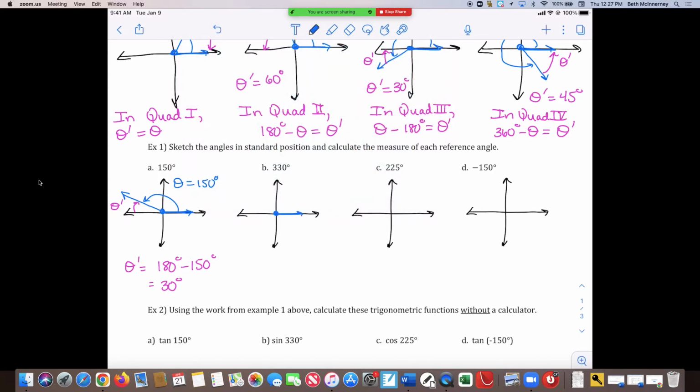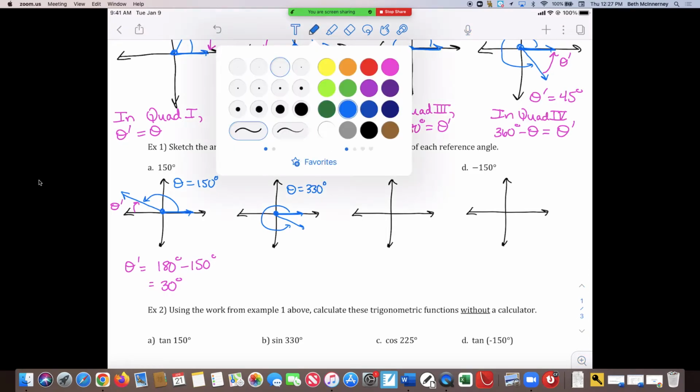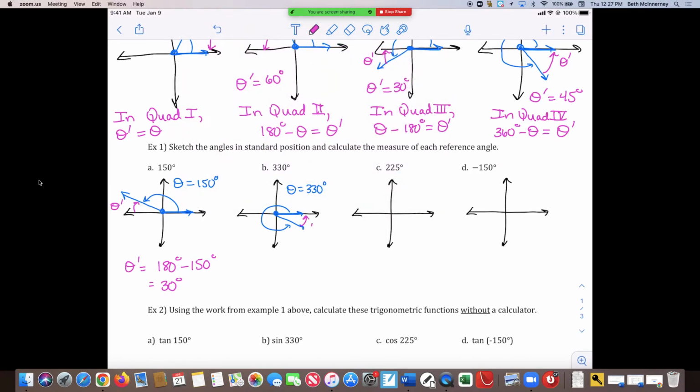All right, letter B, 330 degrees. Whoa, that's really far around. So theta prime is how far am I from the x-axis? I'm almost a full rotation. So theta prime is also 30 degrees.